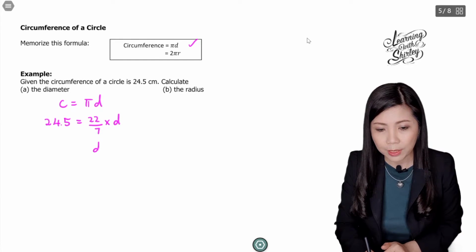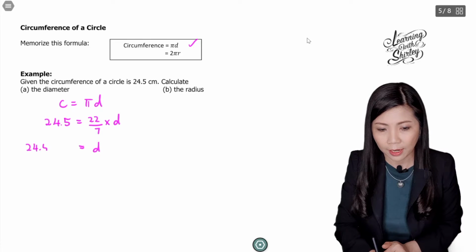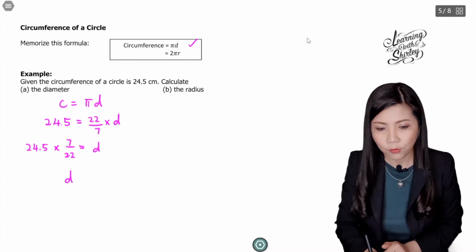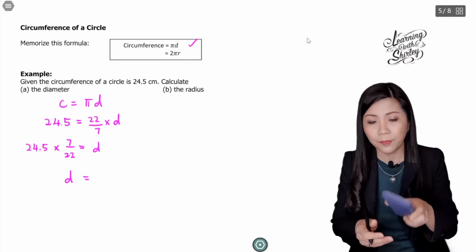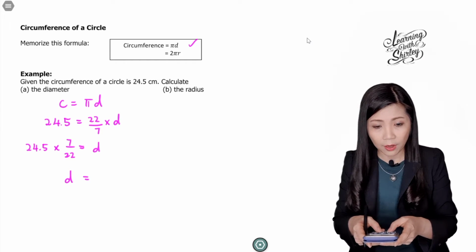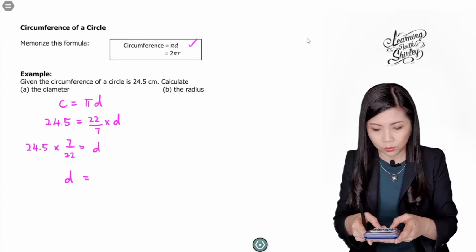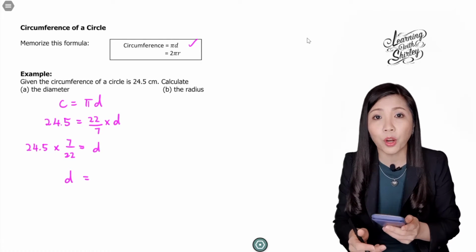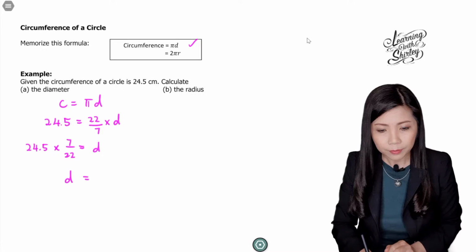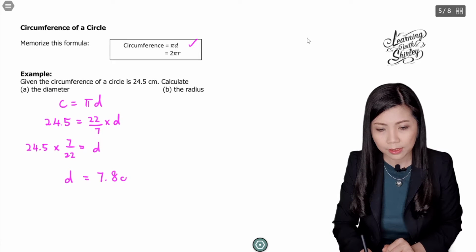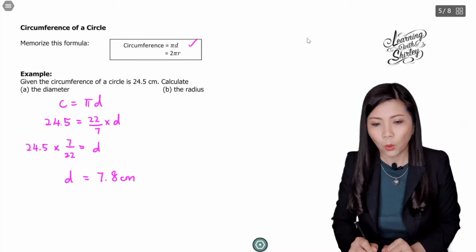So to find the diameter, we have to move the fraction over to the left-hand side, so it becomes 7 over 22. To find d, we use the calculator: 24.5 times 7 over 22, so we get 7.8 cm. Okay, so 7.8 cm. Now let's solve B.